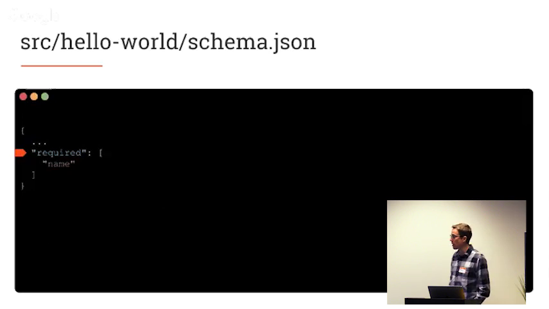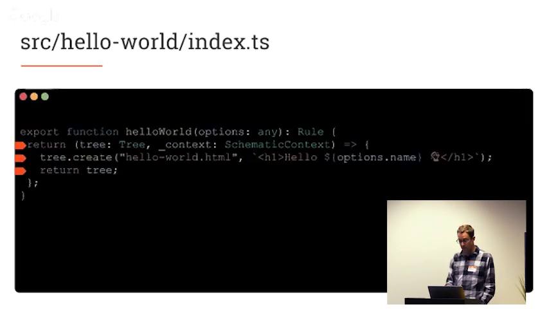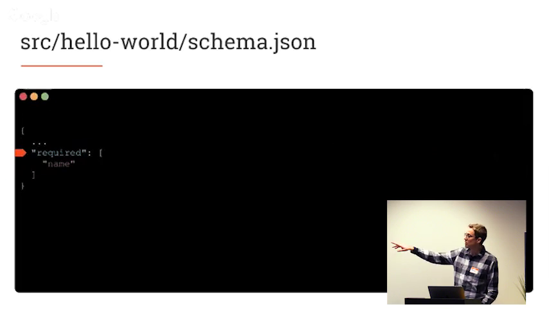Finally, after your properties, you can also define which properties are required by the user to enter. And if they don't provide that property, in this example, name, the schematic will throw an error and say, you need to provide a name for this. And that is an array, right? So you can have multiple required properties.